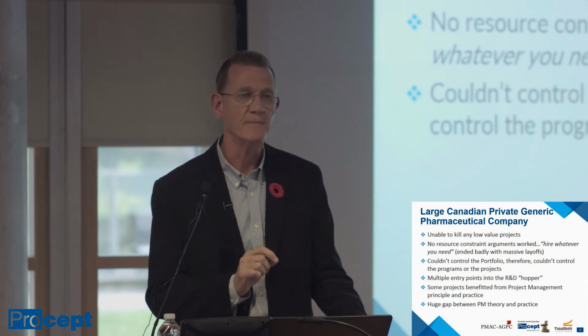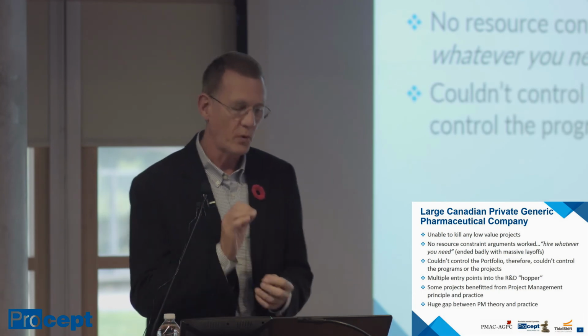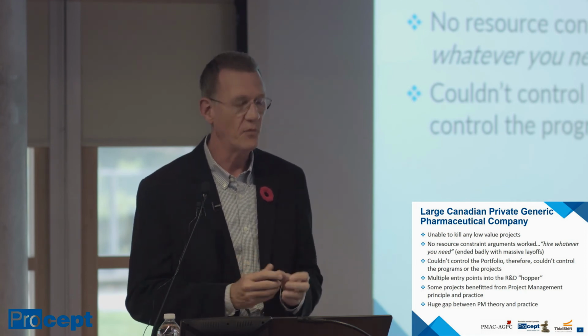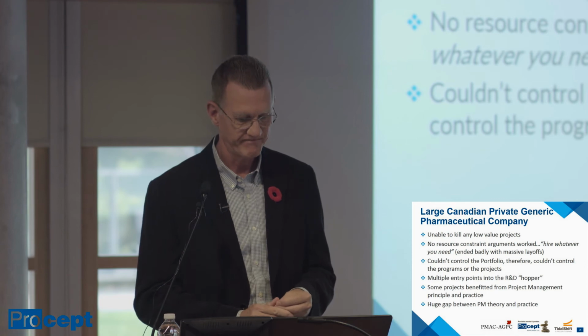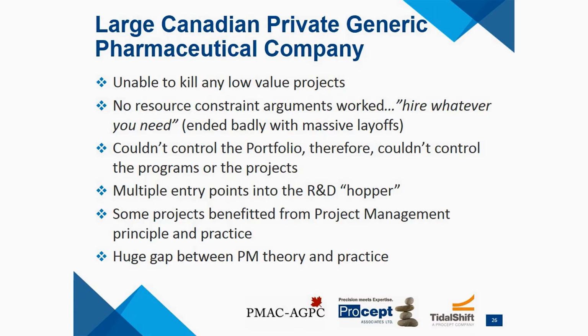Now, here's the key point. We couldn't control the portfolio, and therefore, we couldn't control the programs or the projects. That's not a surprise. There were multiple entry points into what we called the R&D hopper. So you've got all these projects coming in from a variety of places. You want them to go through a streamlined process, right? But they would come in from all kinds of places without us even knowing sometimes that they'd come in.